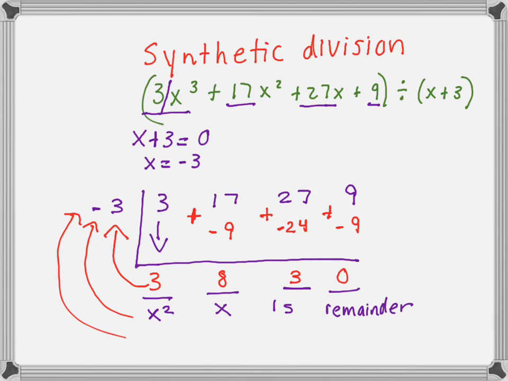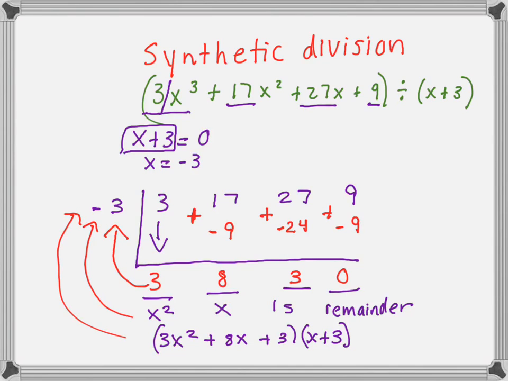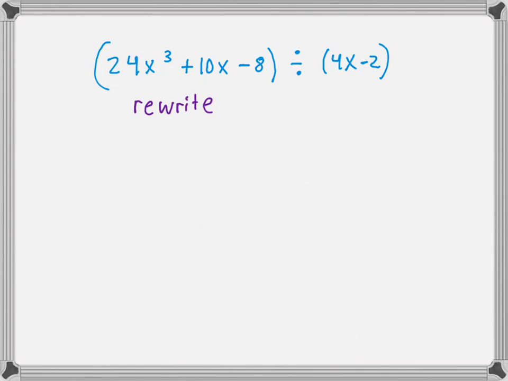So looking at this, we know we have 3x squared plus 8x plus 3, because this is still in the ones, and we can multiply that by, and we have to make sure that we look up here to our original, which is x plus 3. And as you can see, this is the same as our last slide right here, showing that these provide the same results. However, clearly synthetic division is much faster and easier.